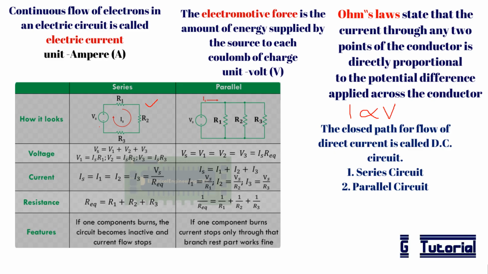the voltage is the same. So Vs divided by R1 gives the current through R1, that is I1. I1 is equal to Vs by R1. Similarly, I2 is equal to Vs by R2, and I3 is equal to Vs by R3. And equivalent resistance is given by 1 by R equivalent is equal to 1 by R1 plus 1 by R2 plus 1 by R3.